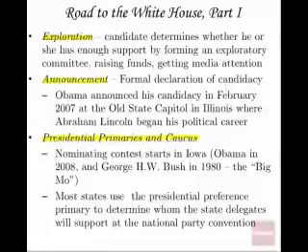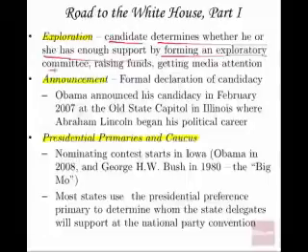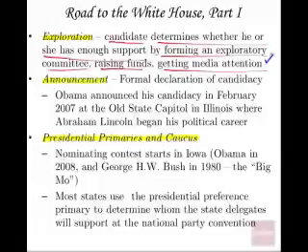Well, Rand Paul, he's done a lot of exploration. So, in that stage, what does the candidate do? The candidate determines whether he or she has enough support by forming an exploratory committee, raising funds, and getting media attention. And the big thing really is getting that media attention. Rand Paul actually made the headlines recently. Out of the potential presidential candidates, he actually ranked at top.